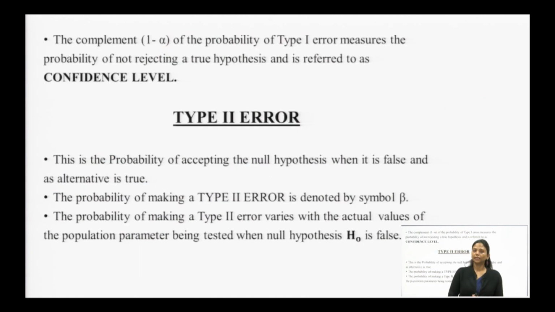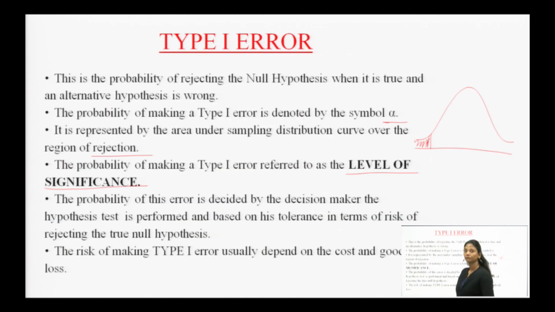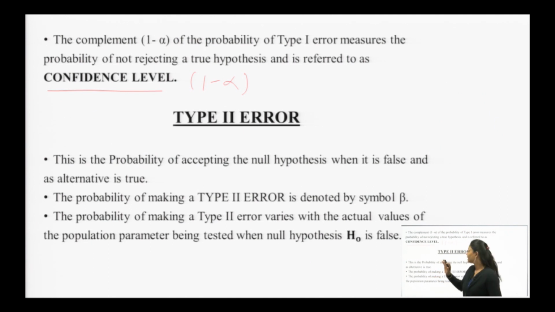The complement, that is 1 minus alpha of the probability of type 1 error, measures the probability of not rejecting the true hypothesis and is referred to as the confidence level. Confidence level means, if the maximum value which I give is 1, then I am just subtracting my alpha. Alpha is my type 1 error value. When I subtract my type 1 error value from 1, I get the confidence level.